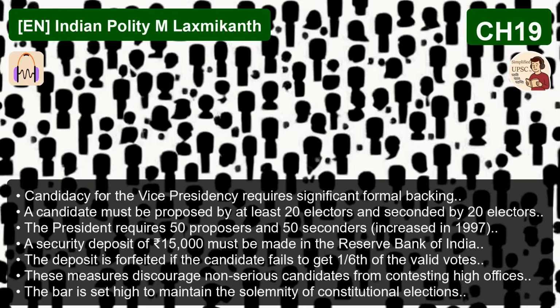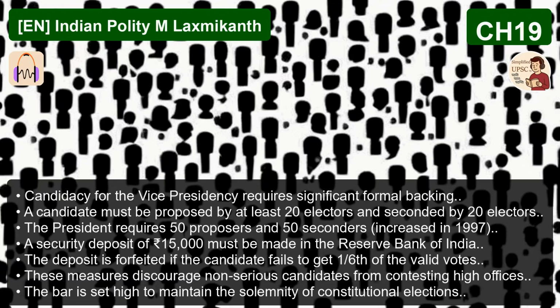Gatekeeping measures. Exactly. That's right. The Constitution mandates that high offices demand serious candidacy to protect the dignity of the Republic. Both the President and the VP require a significant formalized number of proposers and seconders for their nomination, along with a security deposit. It's to show you have real support. It ensures that candidates have real, documented backing from a substantial segment of the Electoral College.